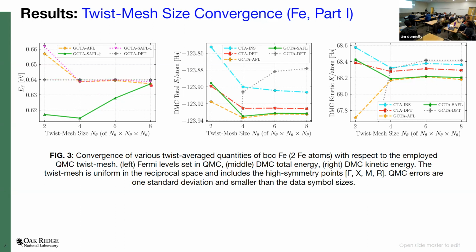which is expected. And then if you look at the DMC total energy, again, you see these wild fluctuations for conventional GCTA. You have other CTA methods, and then the new GCTA methods converge fast, and they again have lower energies than the canonical twist averaging. And again, if you look at the energy components, such as kinetic energy, you see similarly robust convergence of the components as well.